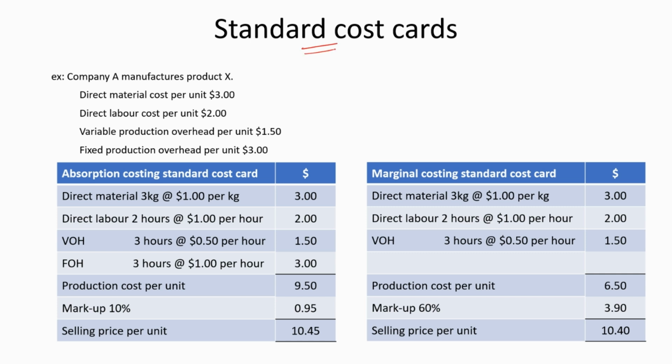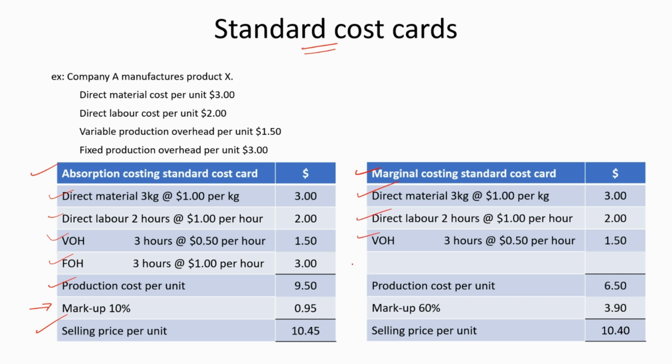These are examples of standard cost cards for marginal costing and absorption costing. This is the absorption costing standard cost card and this is the marginal costing standard cost card. As you can see, all the variable and fixed production costs for a production unit are stated under the standard costing card. And then the markup for the production unit and the final selling price per unit are clearly indicated under the standard cost card.